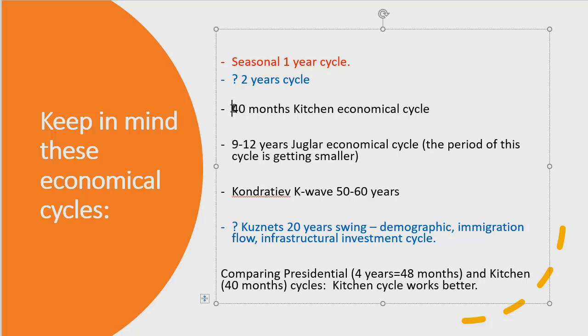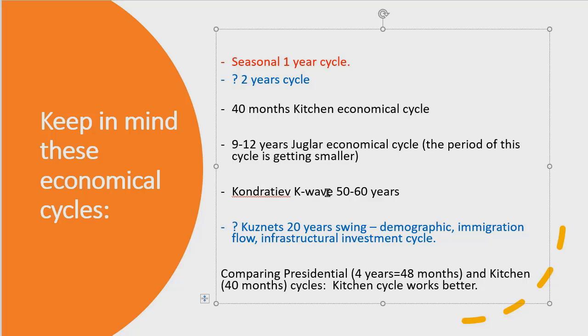Next cycle, I love this cycle, it's 40 months. Kitchin inventory cycle. Actually, the period of this cycle changes between 38 and 42 months. Another cycle, this is the 9-12 years Juglar economical cycle. I did research and have found that the period of this cycle is getting smaller. In other words, the period of this cycle now is smaller than it was, for example, 100 years ago.